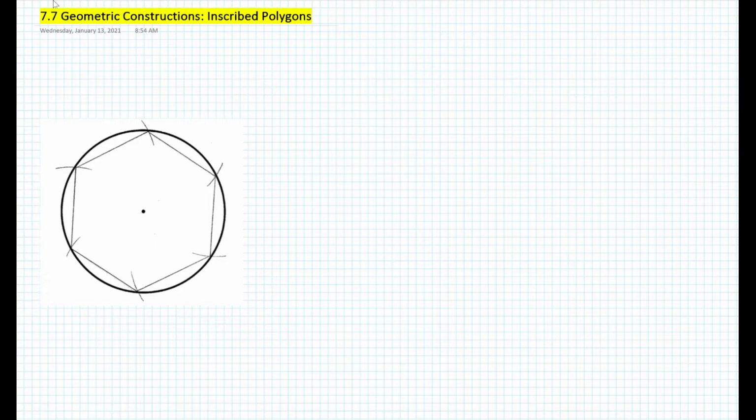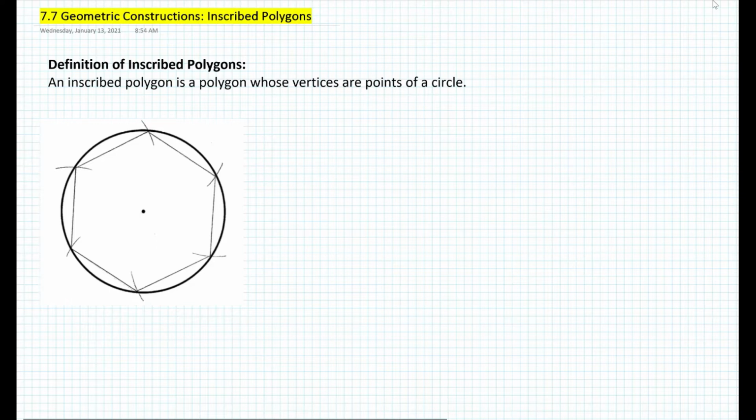In today's lesson, we will be learning about the following geometric constructions: inscribed polygons. Now, what are inscribed polygons? Well, according to the definition, an inscribed polygon is a polygon whose vertices are points of a circle, as you can see in the figure.